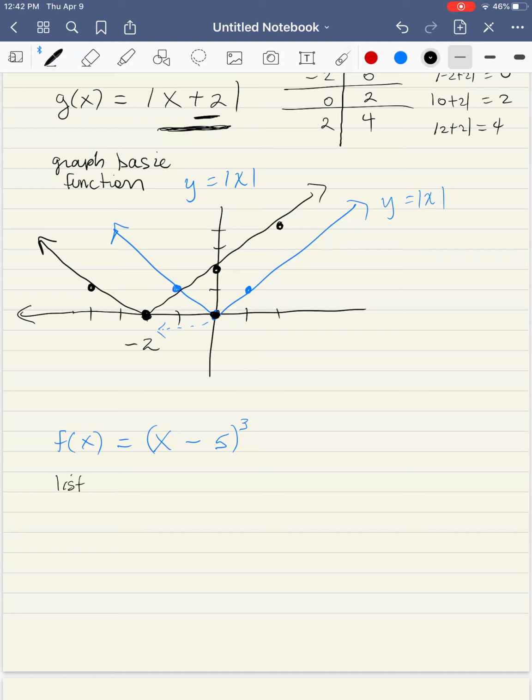So my first step is to list the basic graph, or identify the basic graph, and graph it. List transformations. And then move those ordered pairs and graph the new graph. So pause your video, see if you can do those 3 steps.